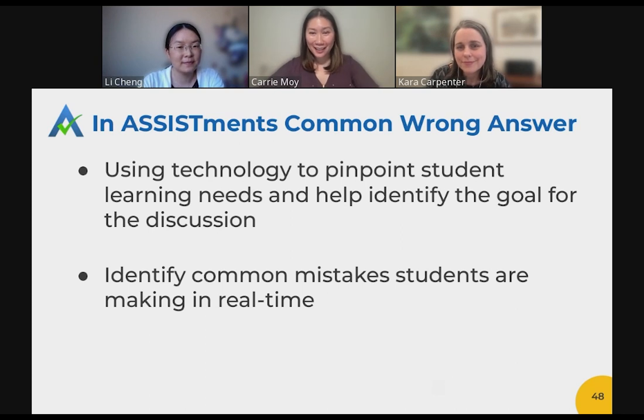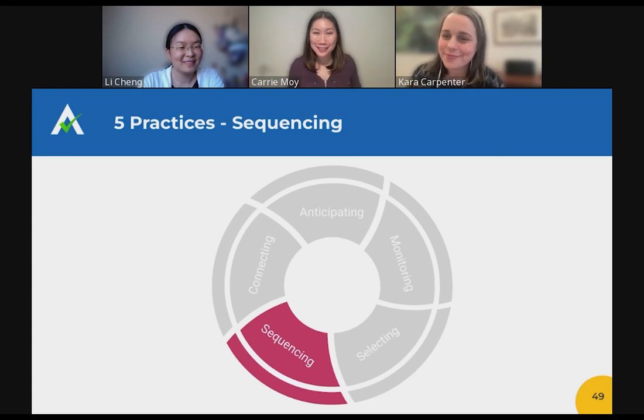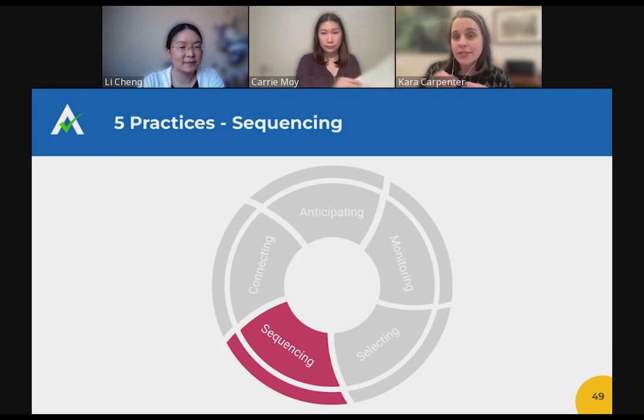All right. I'm going to go ahead and pass it to my colleague Kara to talk about sequencing. Great. And so one of the things within sequencing is you're thinking about what are the different examples. Once I've selected a particular problem that I want to focus in on, and maybe I've even selected the particular work that I want to highlight, we want to also be thinking about in what order am I going to show that work so that I can build students' understanding as I go.